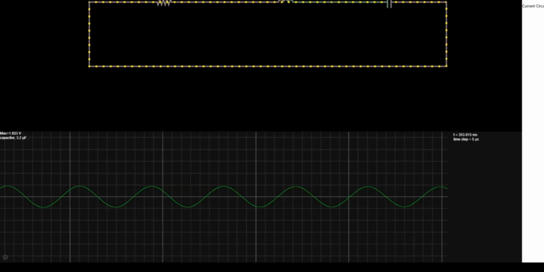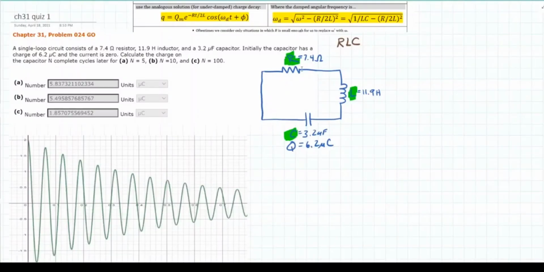So as far as our problem is concerned, we have that same RLC circuit, and the capacitor is fully charged, and it starts to bounce back and forth sinusoidally, just like you see here. And the question is, what happens after 5 bounces? So let's count up the bounces to find out where we're looking. This is bounce 0, bounce 1, 2, 3, 4, 5.